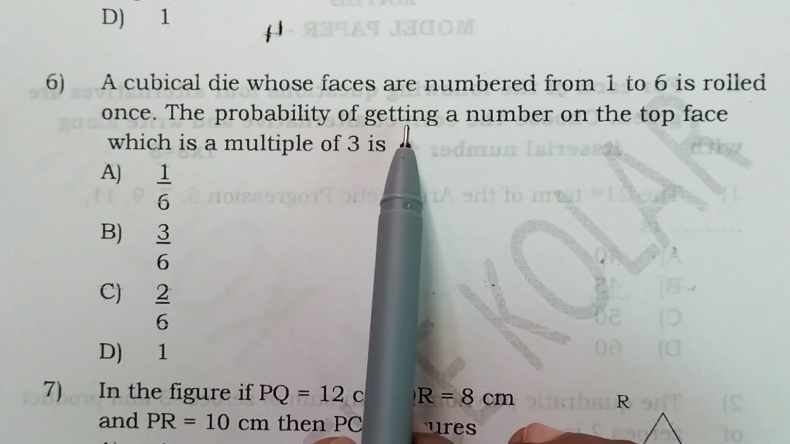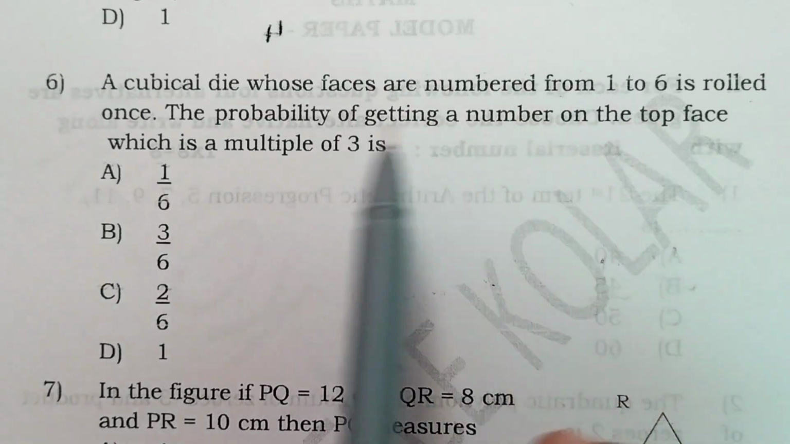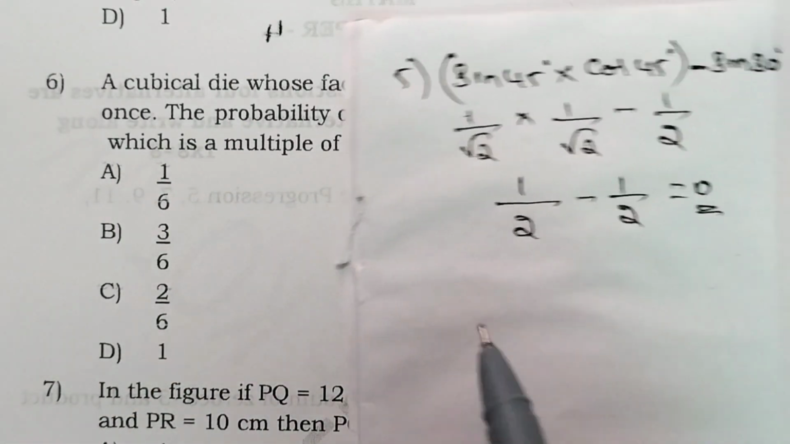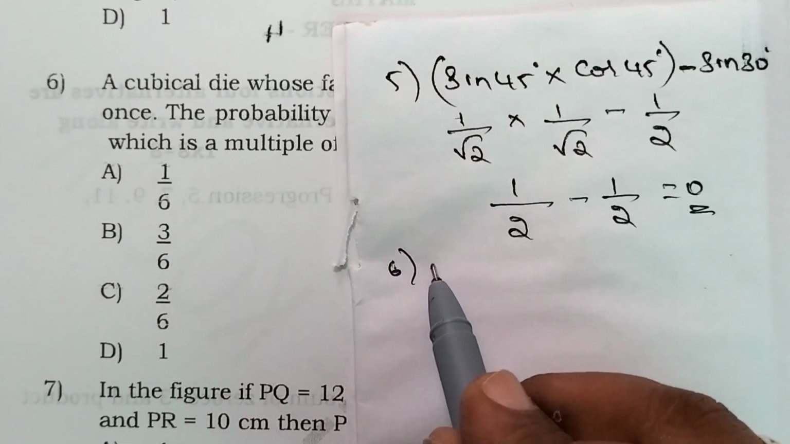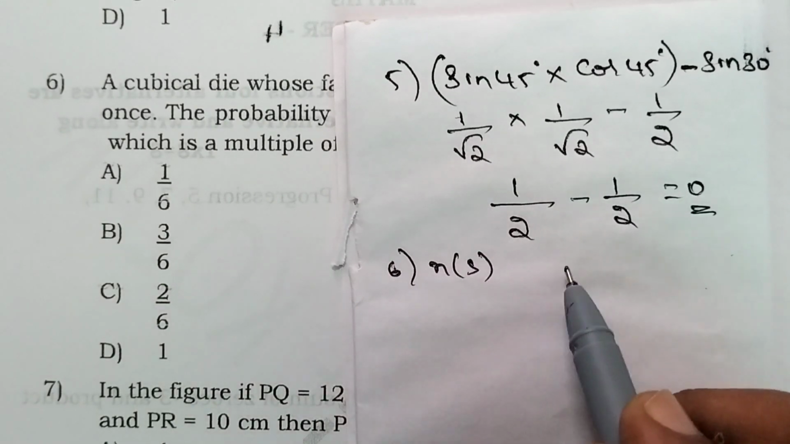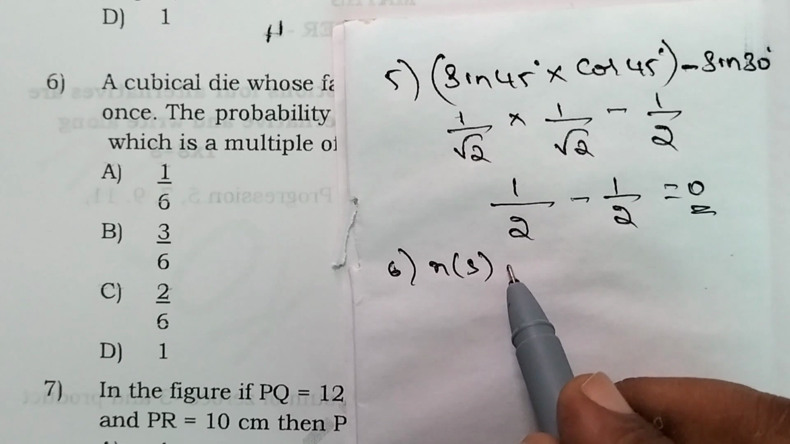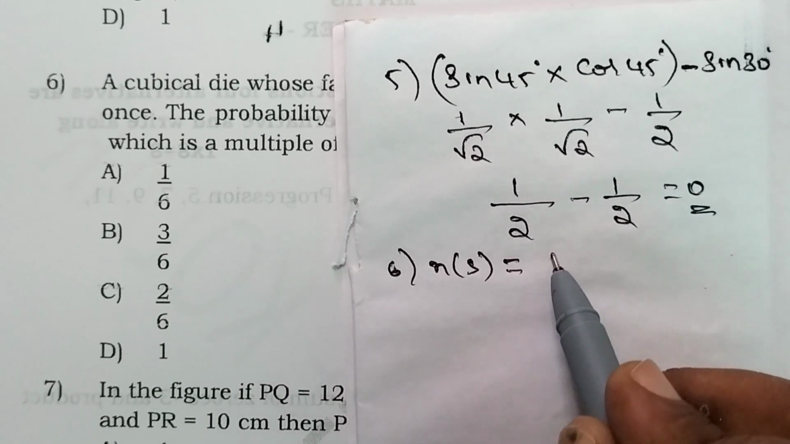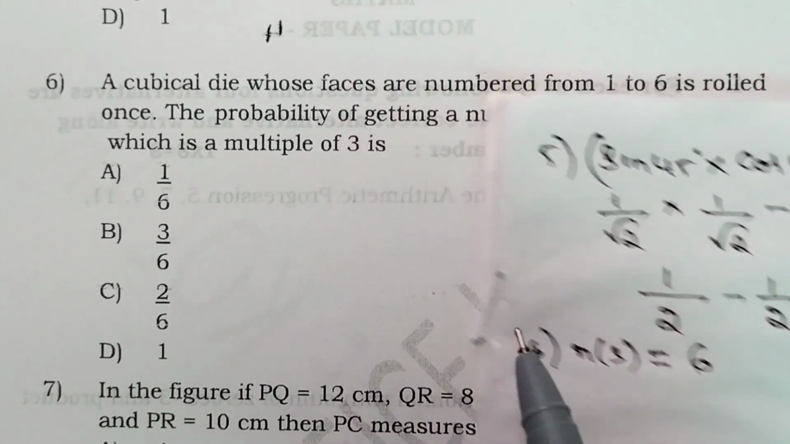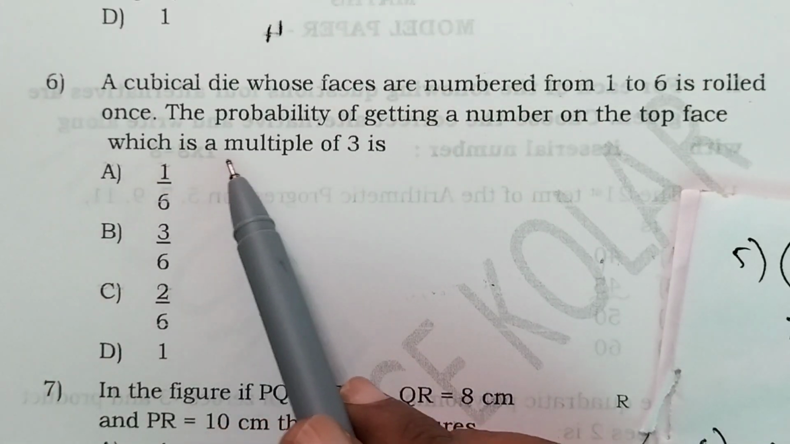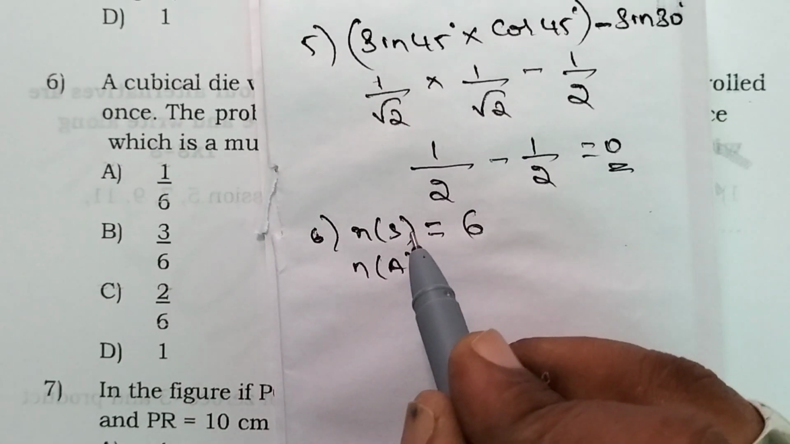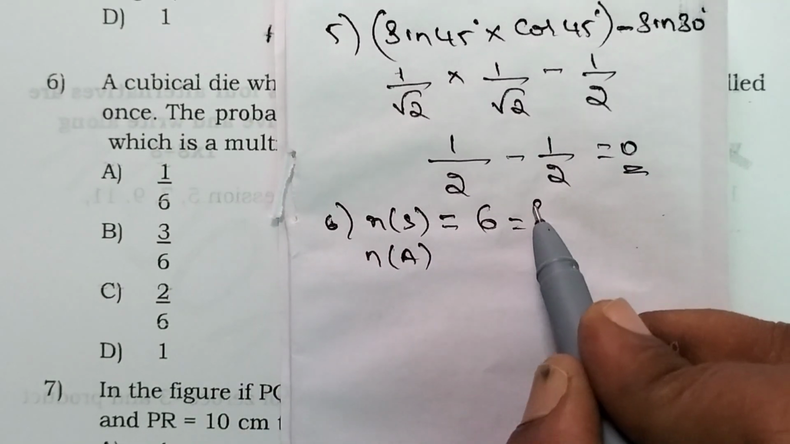The probability of getting a number on the top face which is a multiple of 3 is. So now in the sixth question, n of S, the total number of possible outcomes, is equal to 6. He told it should be a multiple of 3. So now let us write n of A in n of S, which is equal to 6.